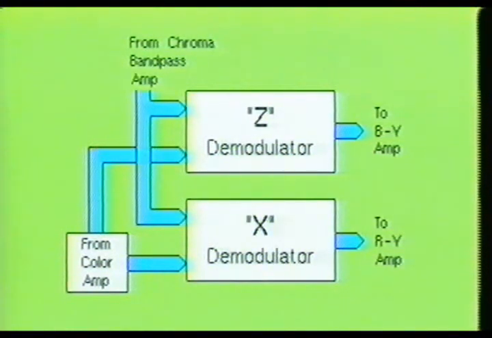The X and Z demodulator stages are designed to operate at any desired axis with respect to the phase of color frequency. The demodulated signals can then be combined into proper proportions to produce the different color signals that are required to properly drive the picture tube.